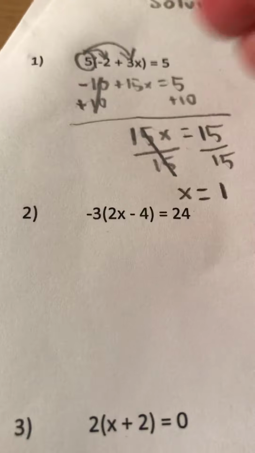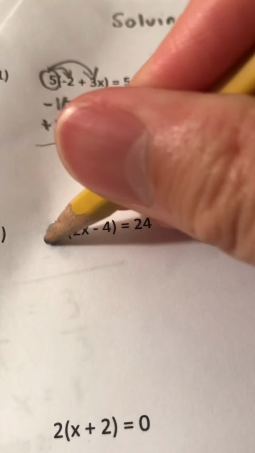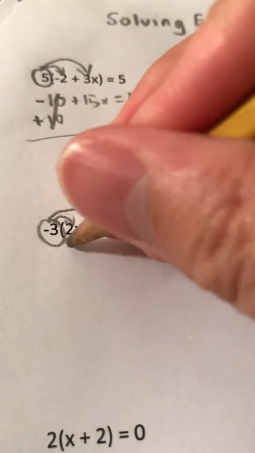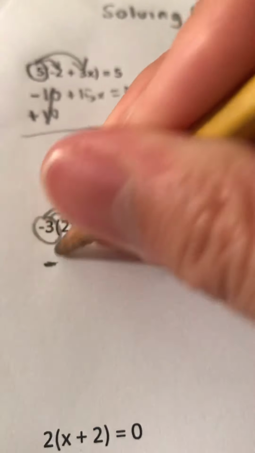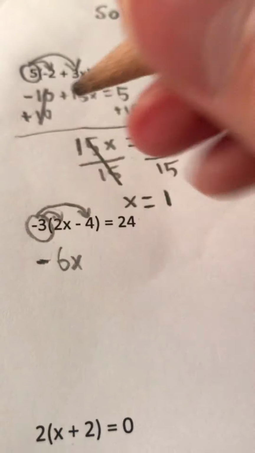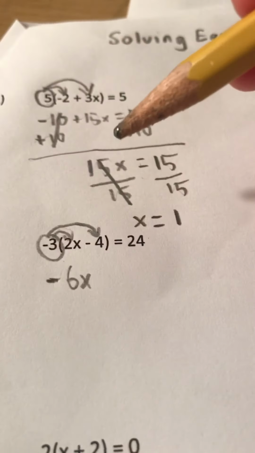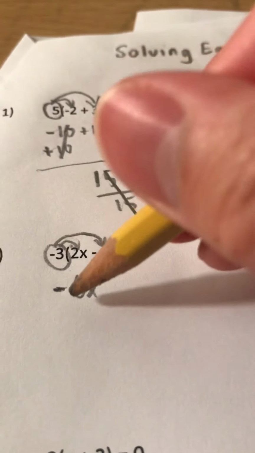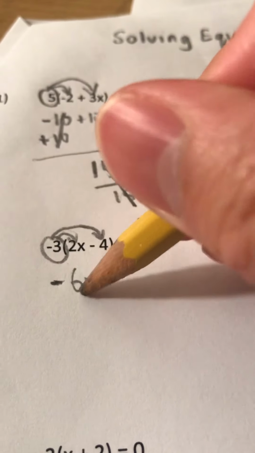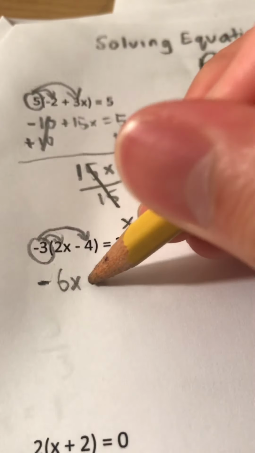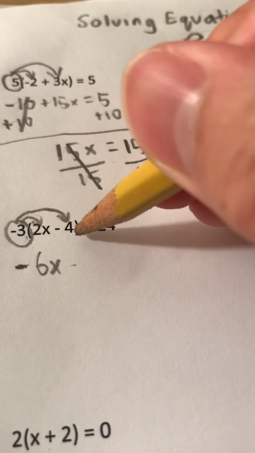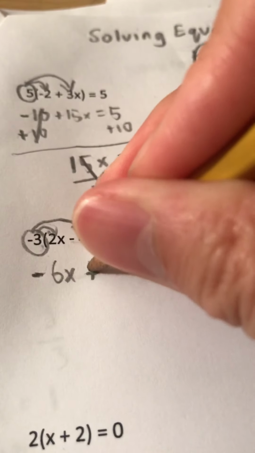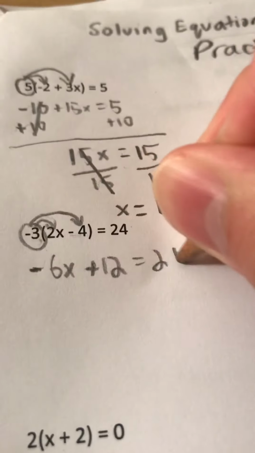Number 2, we gotta distribute this negative 3 to the 2x and the minus 4. Negative 3 times 2x is negative 6x. Remember, you could type this in your calculator. Negative 3 times 2 is negative 6. Just don't forget to put the x. Negative 6x. Negative 3 times minus 4 is a positive 12, or plus 12 equals 24.